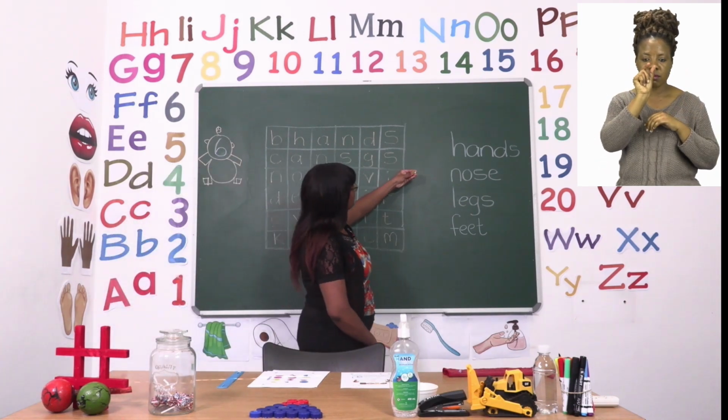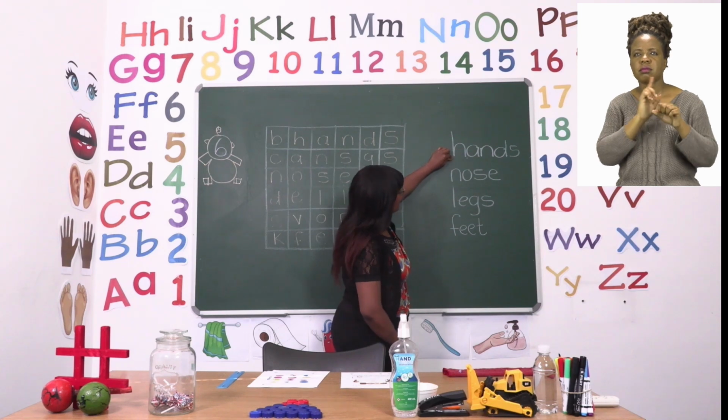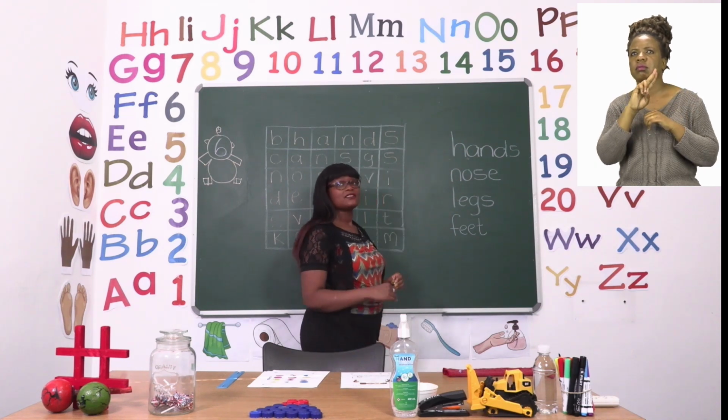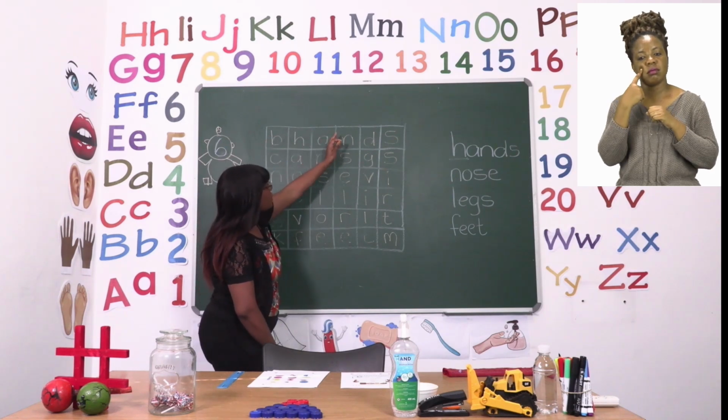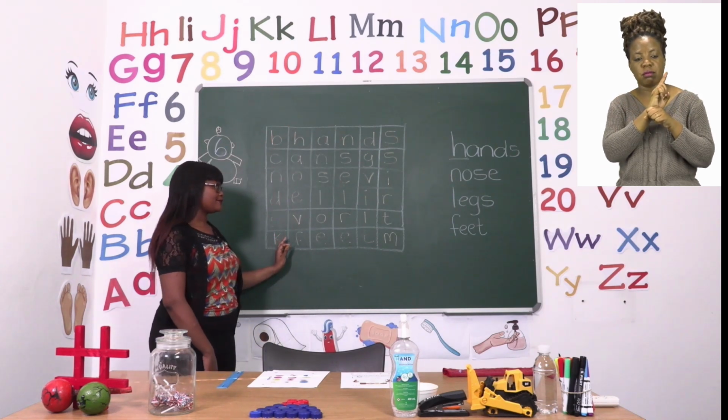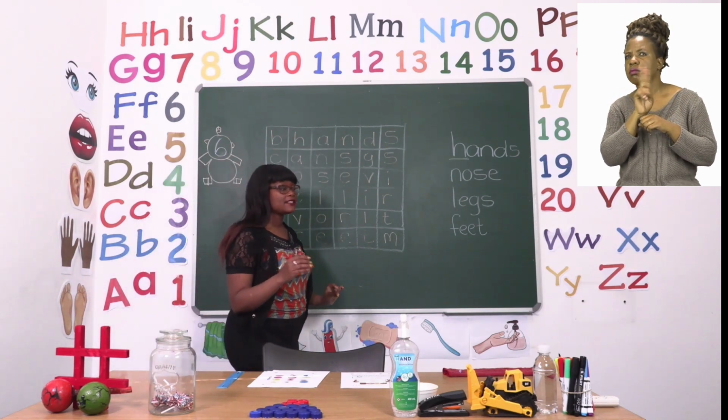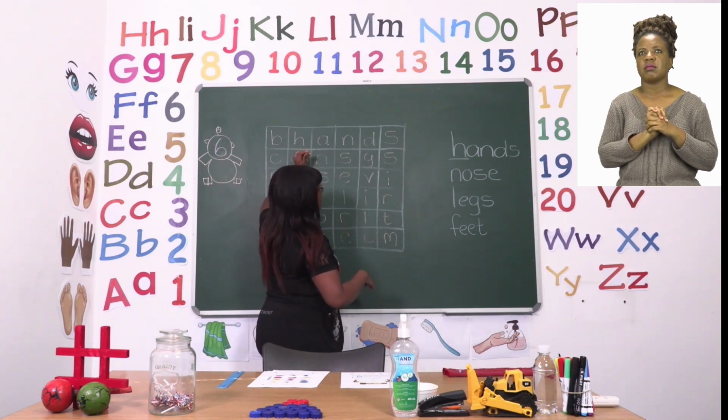The first one we're going to look for is hands. Now, as usual, boys and girls, we start with the first letter, and it's either we go across or down. As we find our letters, we need to make sure they're the right ones.